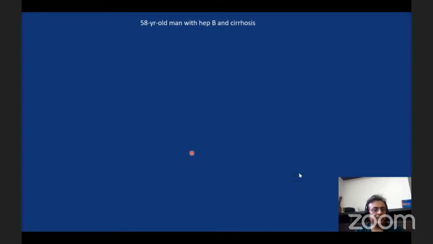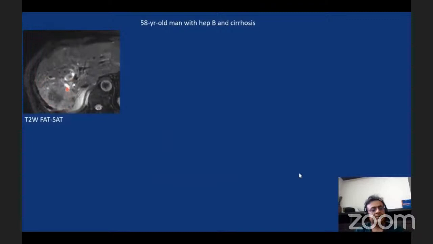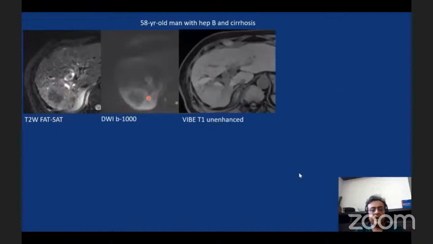On T2 fat sat images, the mass is heterogeneous, mildly bright in the periphery and dark in the center, and on the diffusion weighted images it is bright. I'm not showing the ADC because of the lack of space on my slide, but it was dark on ADC, so there is restricted diffusion. Look at this component of the mass. It is extending into a tubular structure, either a portal vein branch or a duct. See that it's bright, behaving the same as the primary mass.